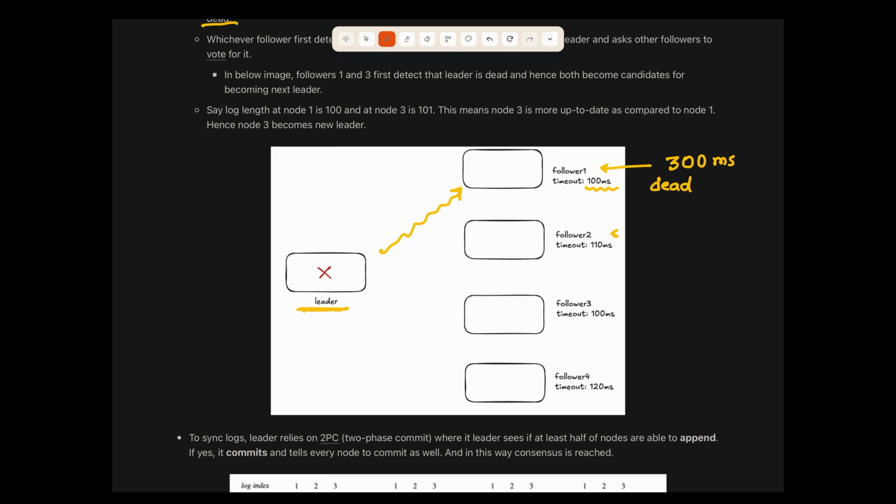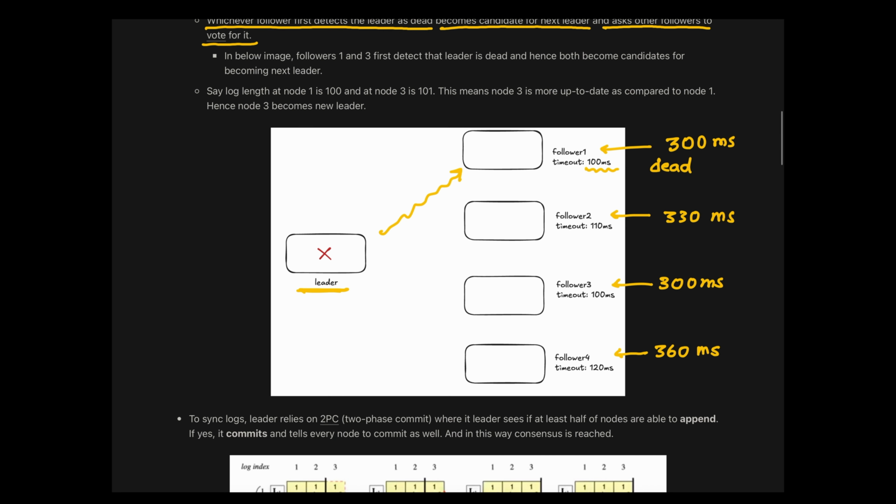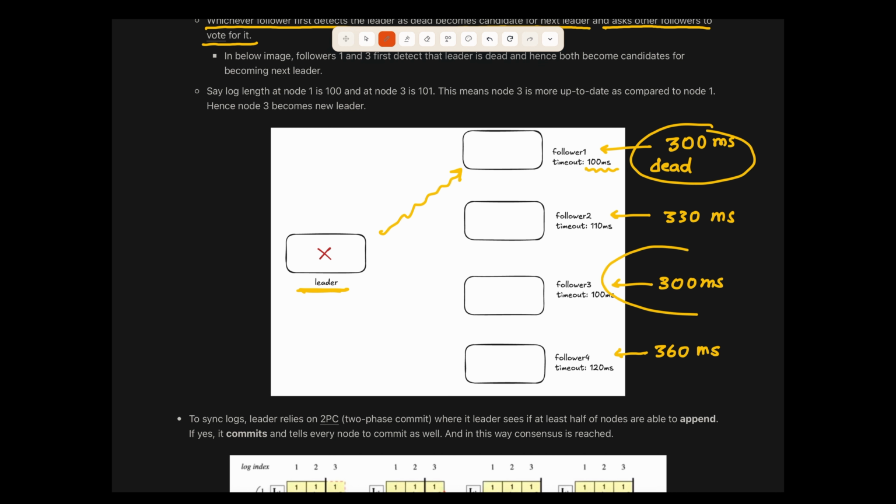But for the second follower, it will be 330 milliseconds. For follower 3, it will again be 300 milliseconds. And for follower 4, it will be 360 milliseconds. So, whichever follower first detects the leader as dead becomes the candidate for the next leader and asks other followers to vote for it.